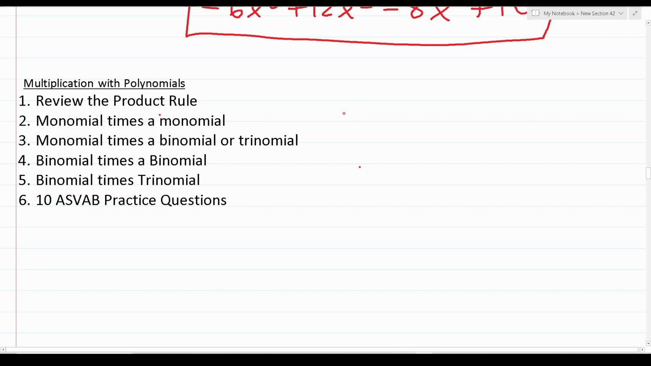And as you can see, there are 6 topics in today's video. In order to multiply polynomials, you have to understand how to apply the product rule. After that, we're going to take a look at a few examples. Specifically, we're going to look at how we can multiply a monomial by a monomial. Then we're going to look at multiplying a monomial by a binomial or trinomial. After that, we're going to look at multiplying a binomial by a binomial. And then finally, we're going to look at multiplying a binomial by a trinomial.